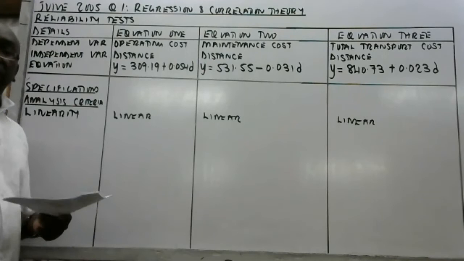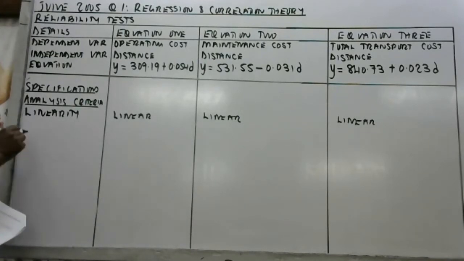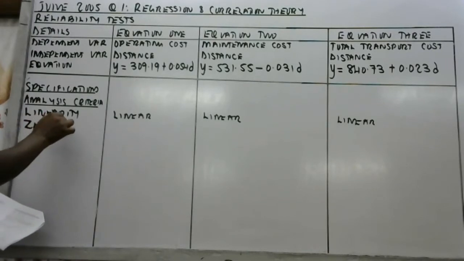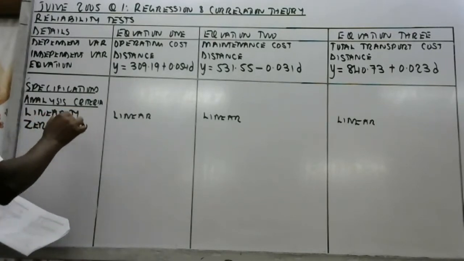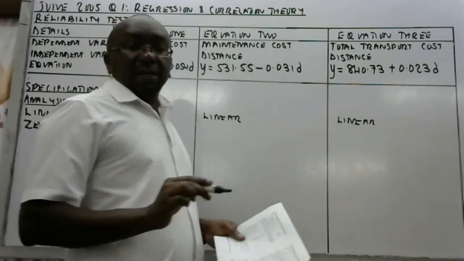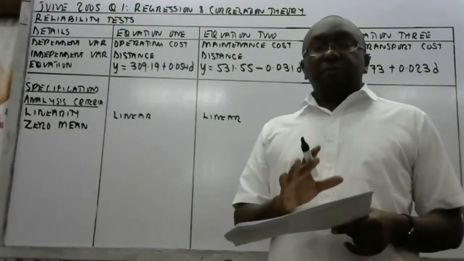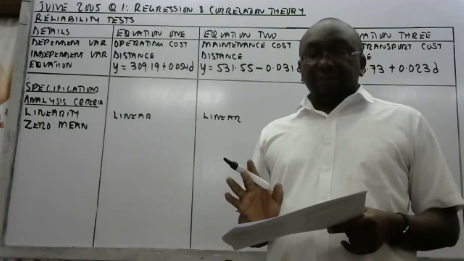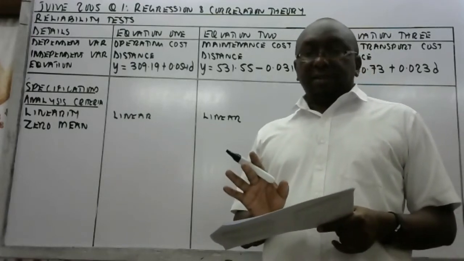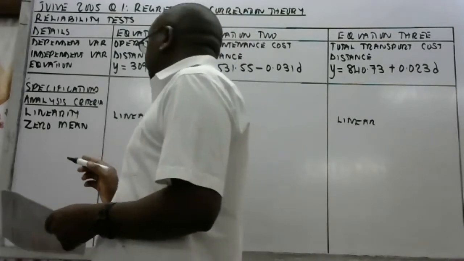The second assumption is what we call the zero mean. The zero mean of the error terms. The question has not computed the mean for the errors, so we will not comment about it. We do not have it.